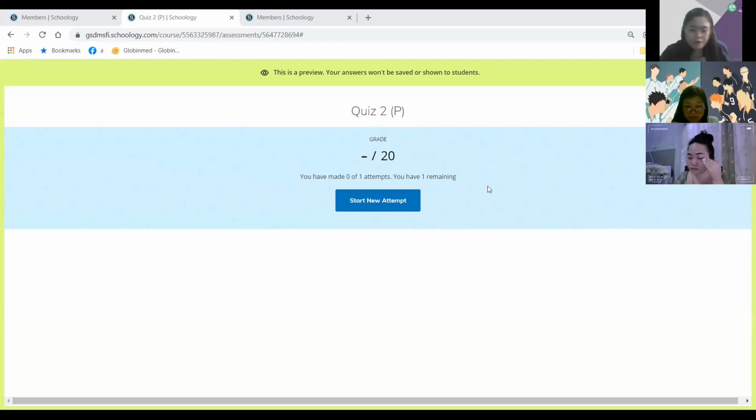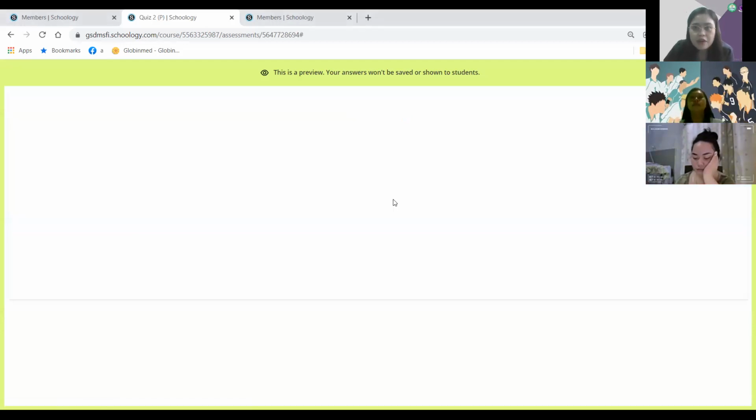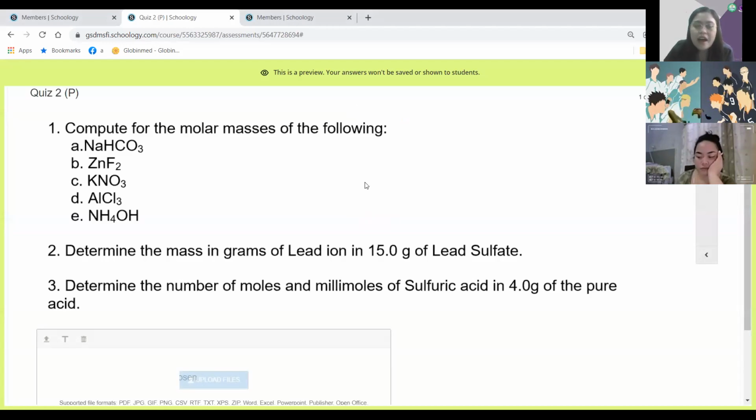Okay, so this is our quiz number 2 for prelim. We will have another set of quiz maybe next week, but that will be for the next lesson that we will have. Now, this is purely computation. The first part is you have to compute for the molar masses of the given compound.